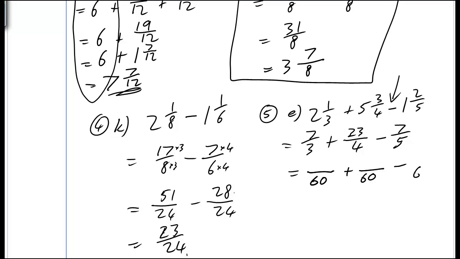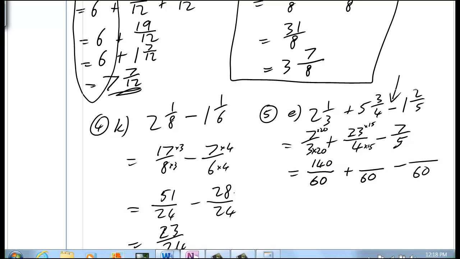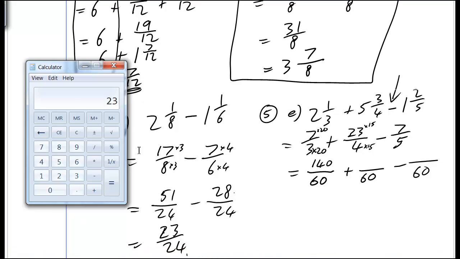So I'm going to rewrite all these over 60. What do you got to multiply 3 by to give you 60? You've got to multiply by 20. So you multiply the 7 by 20, and that will be 140 over 60. What do you got to multiply the 4 by to give you 60? You've got to multiply by 15. So multiply the 23 by 15. You will need your calculator for this one, so let's get that out. So we want 23 by 15. 345.